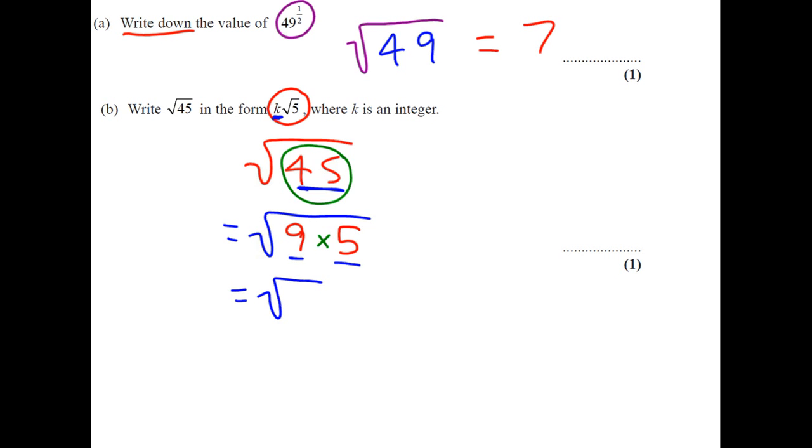the square root of 9 times 5, and that is the same as the square root of 9 times the square root of 5. Now your aim is to get square roots that you can actually figure out. Remember, square root means what times by itself to get it. What times by itself to get 9? The answer is 3.